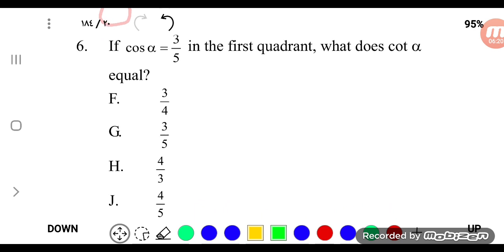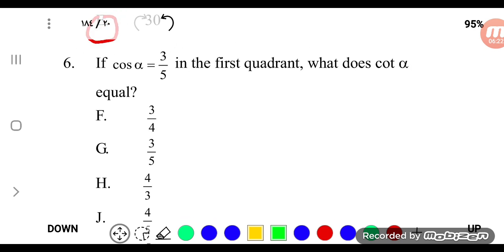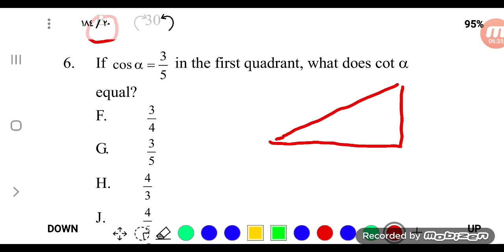Next, question number 6. If cosine alpha is 3 over 5 in the first quadrant, what does cotangent alpha equal? This question is very easy. Here you have alpha, cosine alpha is adjacent over hypotenuse, so 3 over 5. This is a famous triangle. If you do Pythagoras, you get 4 here.